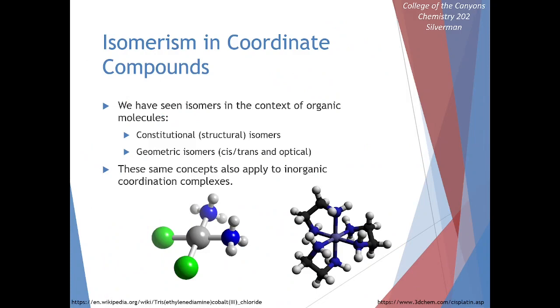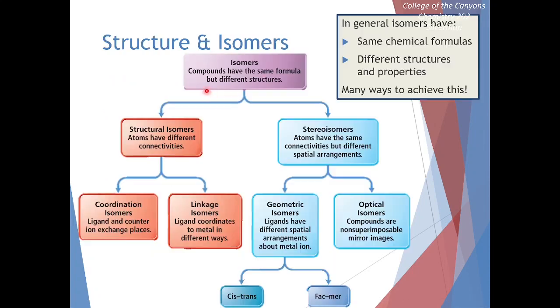Now that we have the basic naming rules down, we can look into some isomers. We've seen isomers for organic compounds. We can also have isomers for our coordination compounds. In general, our isomers have the same chemical formulas, but they are different molecules. They'll have different structures and different properties.